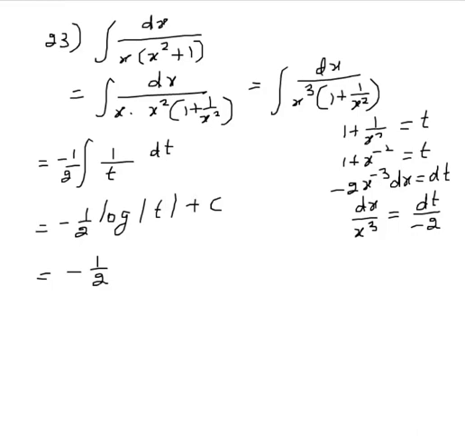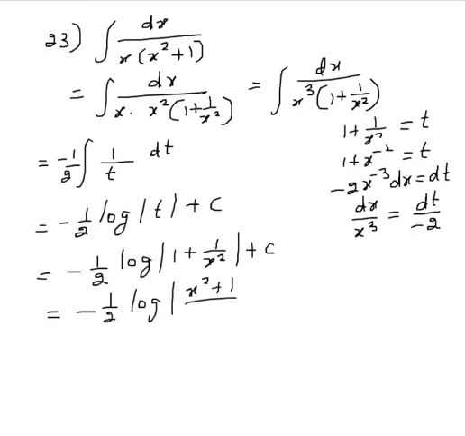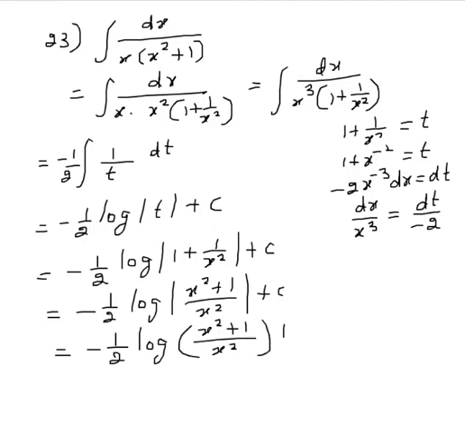Minus half log of absolute value of 1 plus 1 by x square. Leave it in this form, or you may take LCM and write it as x square plus 1 divided by x square plus c. And we know that these are positive terms, so we can remove the absolute value sign and plus c. The answer for the 23rd question is A.